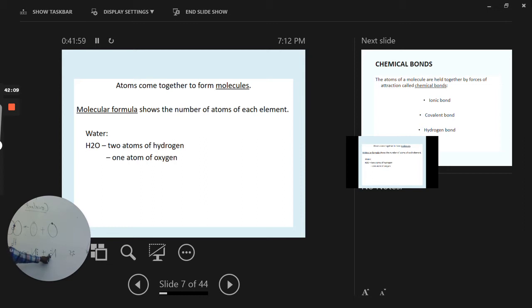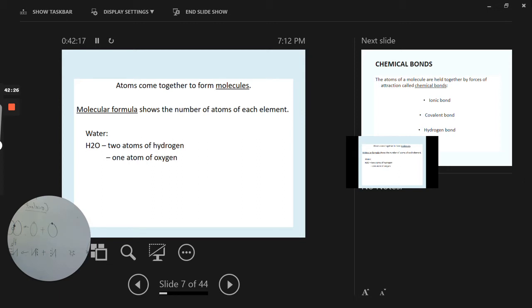1, 2, 3. Then the other nitrogen also has 3 that are not paired. And then when they come together, they will both form bonds. So this is going to form a bond with this. This is going to form a bond with this. And this is going to form a bond with this.